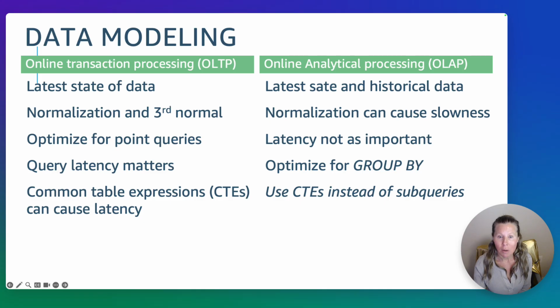OLAP is focused on the latest state and historical data. Here, normalization can cause some queries to be slow, but the latency of your queries matters a tiny bit compared to OLTP. Ensure you are optimized for group by statements across a large number of records, and remember to use common table expressions instead of subqueries every single time.